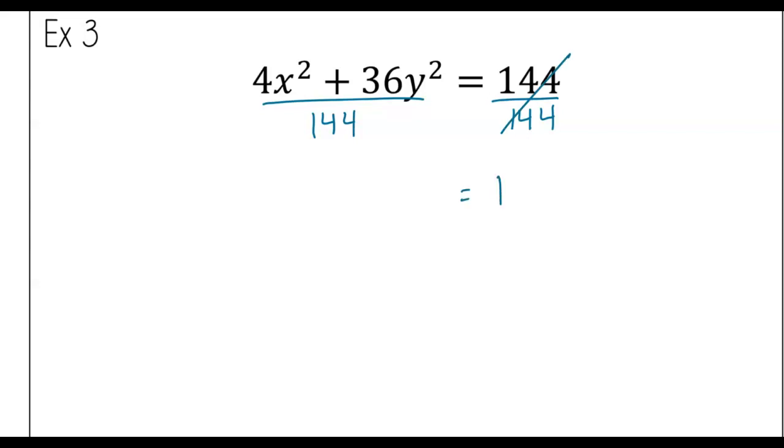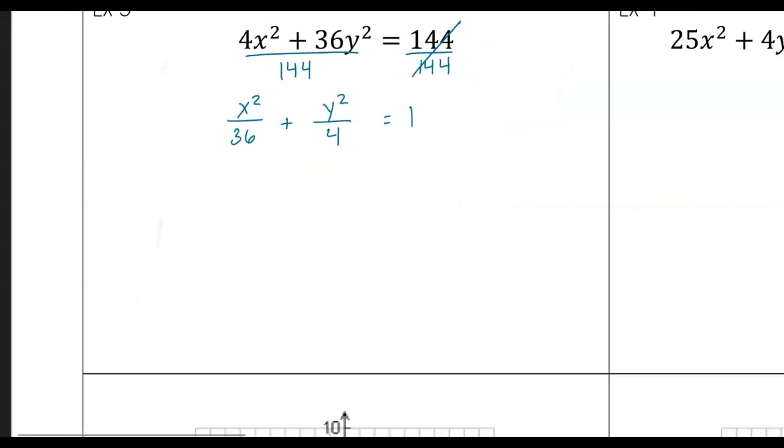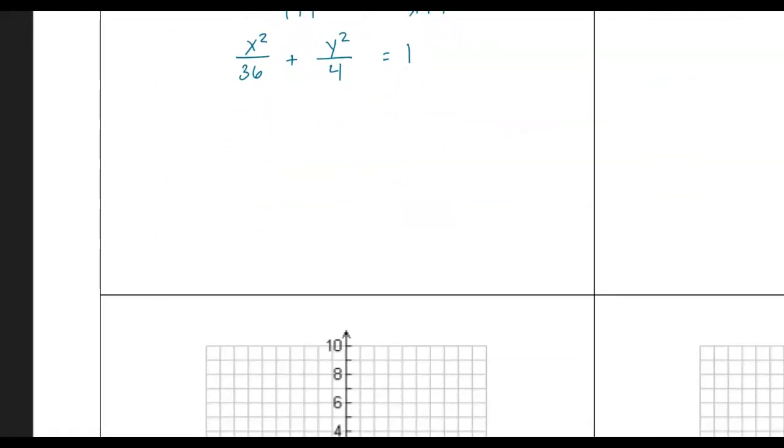So the right-hand side equals 1, and then I just divide each variable separately. So 4 over 144 actually simplifies down to 36. So we have x squared over 36 plus 36 over 144 actually simplifies down to 4. And now it's an equation that we can graph easily. So I'm just going to bring the equation down so it's easier for us to look and graph.